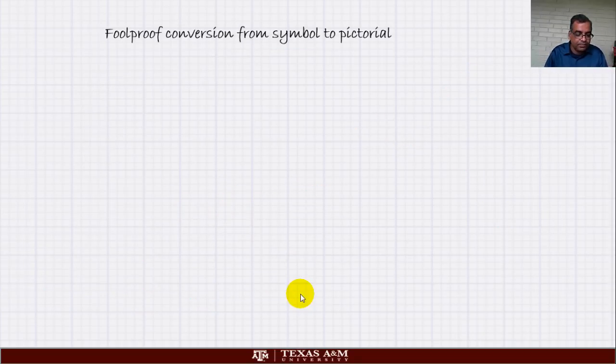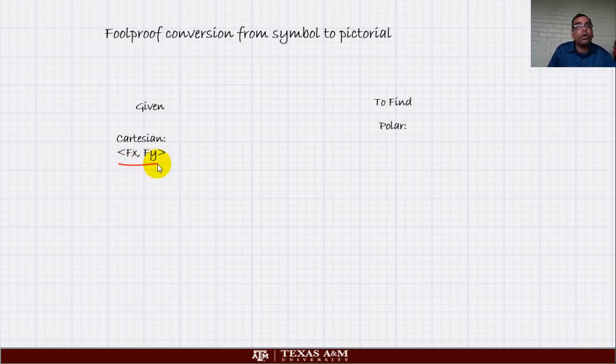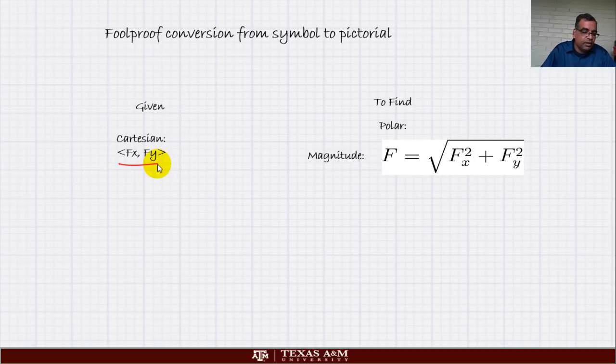So let's see. In order to be able to report back and forth, we talked about how to convert from pictorial to vectorial. Now we look at how to convert from vectorial to pictorial. So you are given Cartesian coordinates and you want to find polar coordinates, magnitude and angle. Magnitude is pretty easy. It is square root of fx squared plus fy squared. There is nothing to it. Angles, you have to be careful.